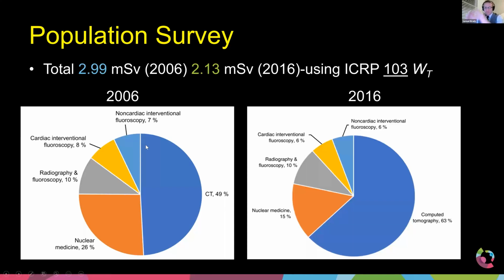When you look at the adults, so this is total population dose, kids and adults. A decade ago, we were about 3 millisieverts, and 50% of that came from CT. If you go forward to 2016, the dose burden has actually decreased. We've gone from almost 3 to just a little over 2. And even in that time, the usage of CT has gone up.